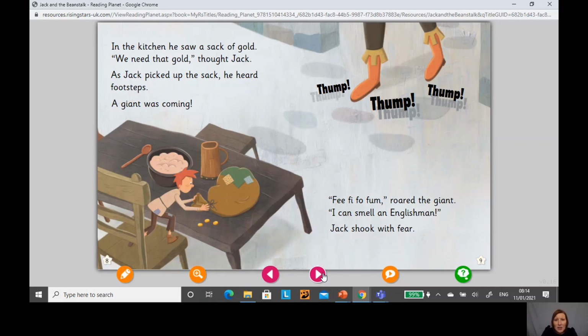Jack shook with fear. What do you think he should do, Year One? Do you think he should stay or do you think he should run away? What do you think? You think he should stay? Should we find out what happens next?